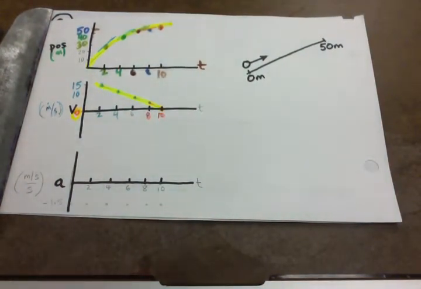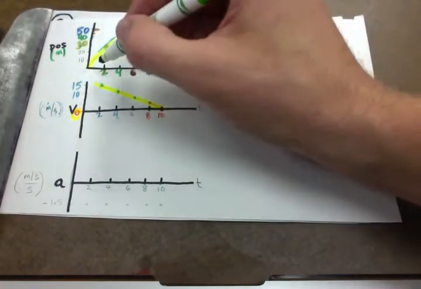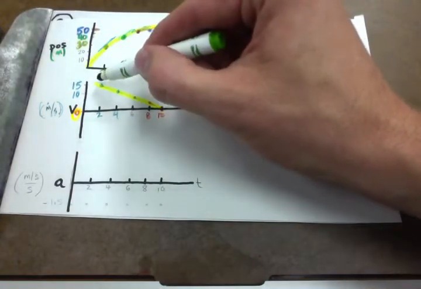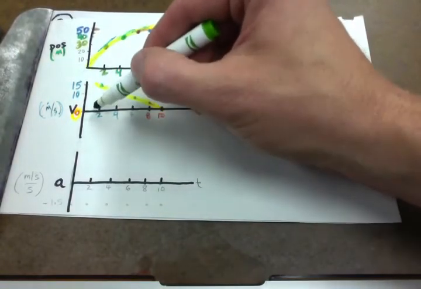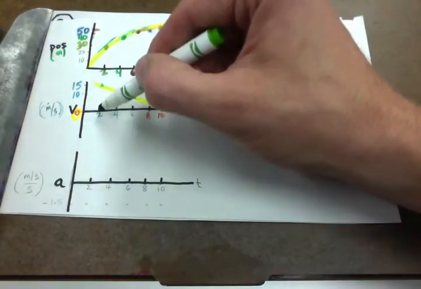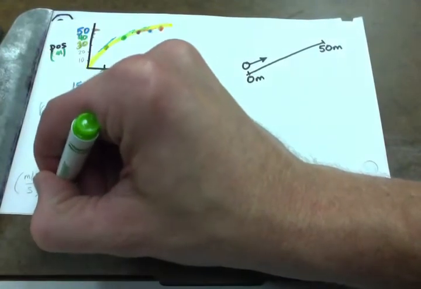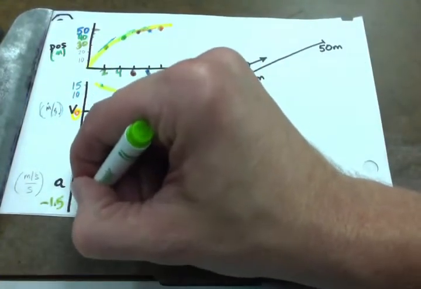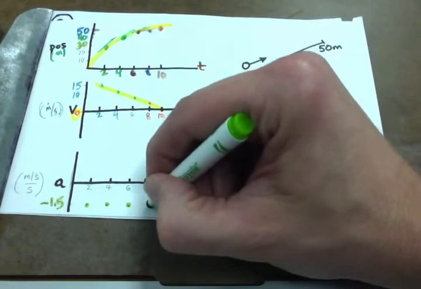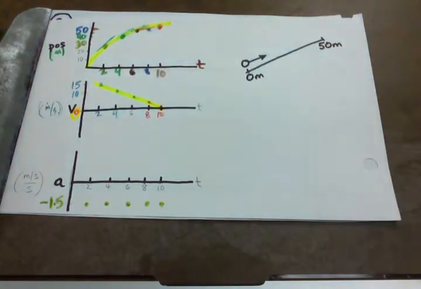Now, look at that line. What is the slope of that line? Well, I'm just kind of guesstimating. It's a negative slope. It goes down 15 over 10. Down 15 over 10 or so, so negative 15 over 10.